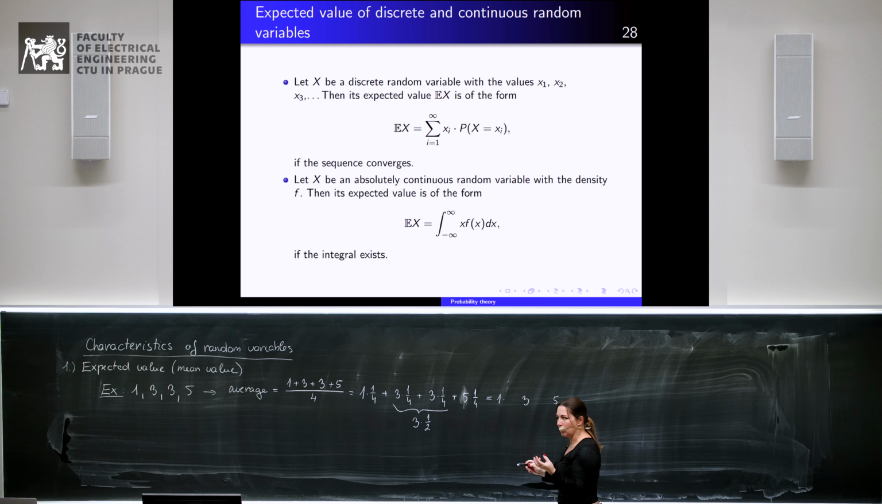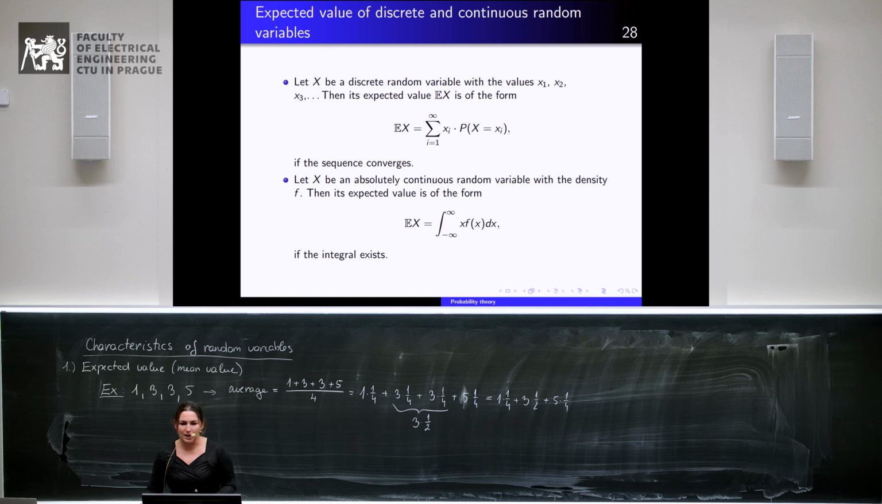So when we take a ball, the probability that there is the value 1 on the ball is 1/4. The probability that there is the value 3 on a randomly chosen ball is 1/2. And the probability that there is the value 5 is 1/4 again. And this is exactly what is in the definition of expected value of a random variable.